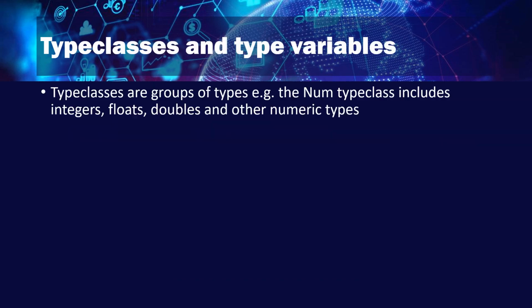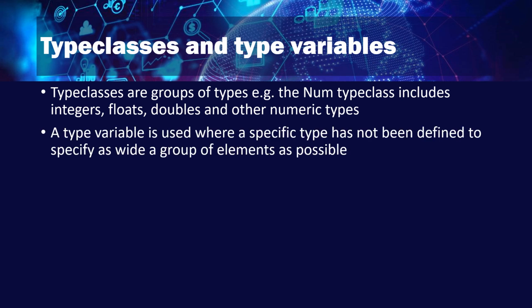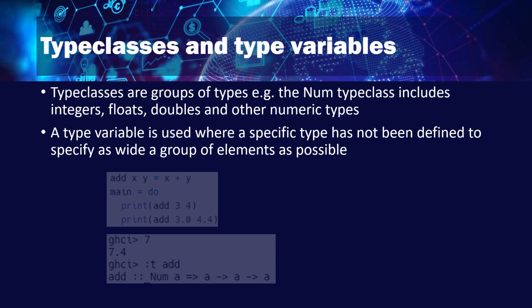Type classes are groups of types. For example, the num type class includes integers, floats, doubles, and other numeric types. A type variable is used where a specific type has not been defined to specify as wide a group of elements as possible. Let's look at an example.